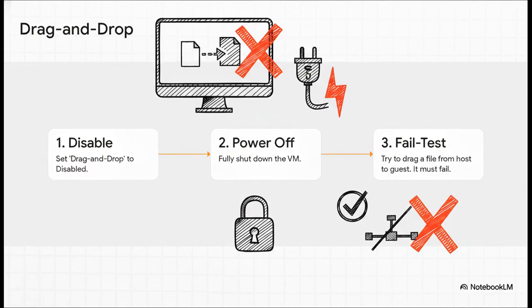That's what makes this whole system so easy to remember. You disable the setting, you power the machine all the way off, and then you fail test it. Try to drag a file onto the VM window. It has to fail. Simple, no ambiguity.